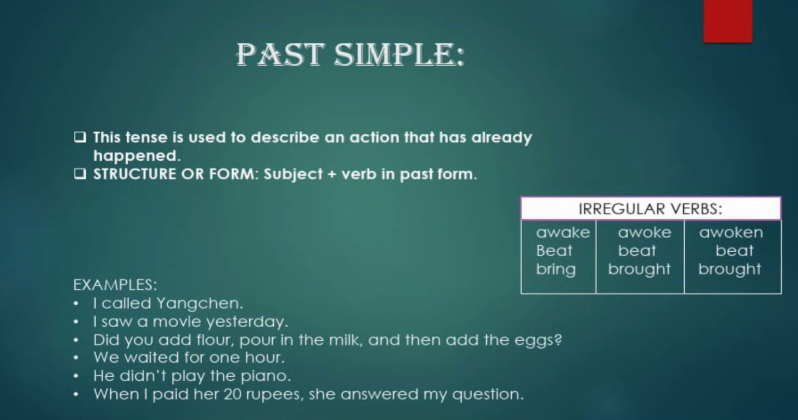Now let us see some simple examples of the past simple. Alright, I called Yangchen. I saw a movie yesterday. Did you add flour, pour in the milk and then add the eggs? Okay, so likewise there are other examples for you to look at.